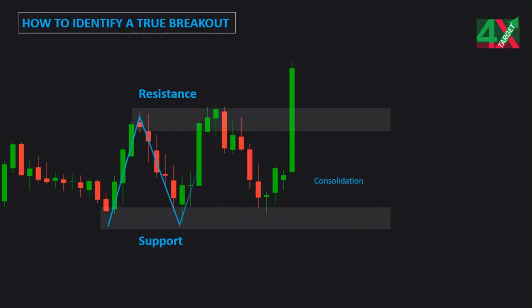Another key factor to watch for is the price structure before the breakout. Breakouts are far more reliable when they occur after a clear consolidation phase or pattern, such as a triangle, flag, or range. This period of sideways movement represents indecision or pressure building in the market. When price finally breaks out, it signals that the market has chosen a direction, and the move is likely to have follow-through.